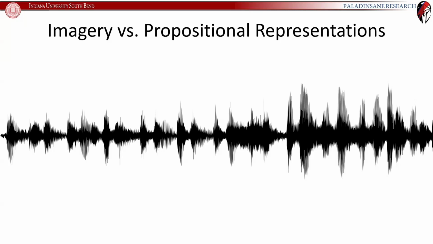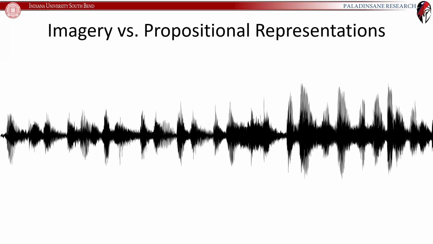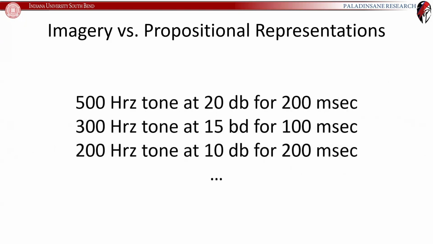But the key part of this that makes it an imagery representation is that it does preserve some of that structure. This does not preserve any of the structure of a sound. This does, even though it's not a sound, right? It's an image, but that image represents the sound and it preserves that structure of the sound. So propositional representations are one way of representing sound.